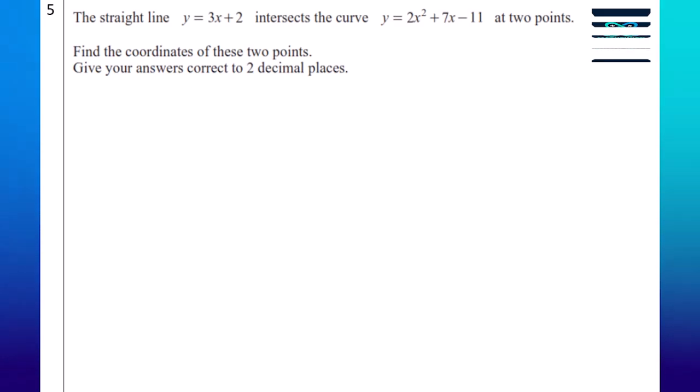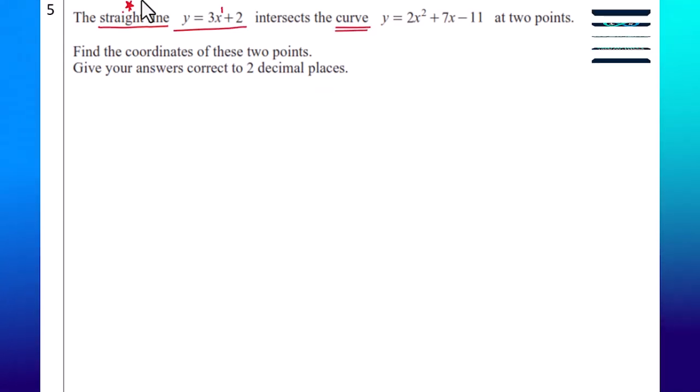Hello guys. Question number 5, and the topic is non-linear simultaneous equation. They are giving us the information, the straight line. Straight line means linear equation again. Be careful and keep it in your mind. Whenever they give you a straight line, it means this is the linear equation. And also we can see the highest power is 1. So this is linear.